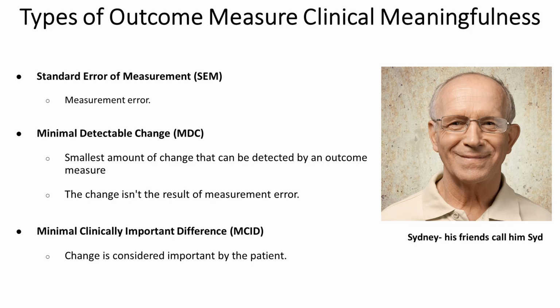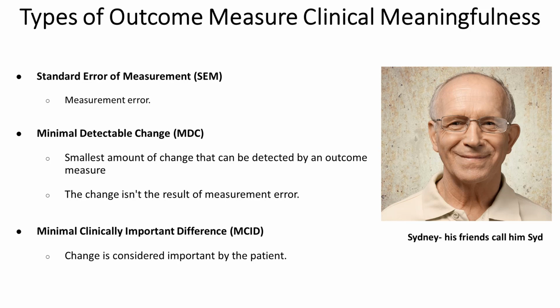Finally, on to the last slide for types of outcome measure clinical meaningfulness. We're going to be talking about 3 different things: standard error of measurement, also known as SEM, minimal detectable change, MDC, and minimal clinically important difference, or MCID.